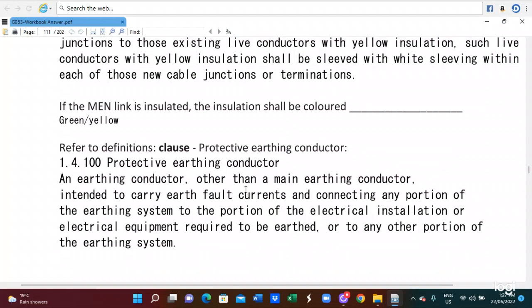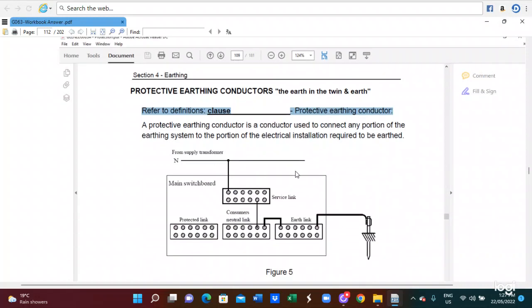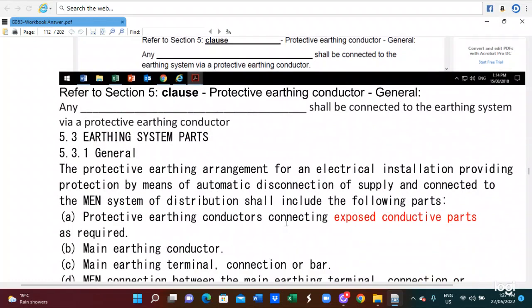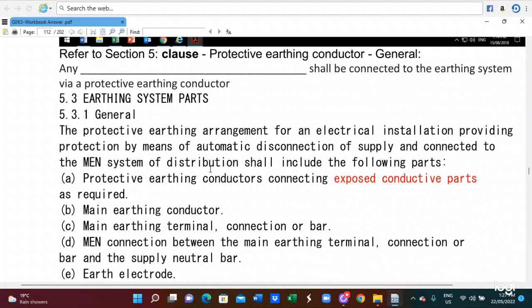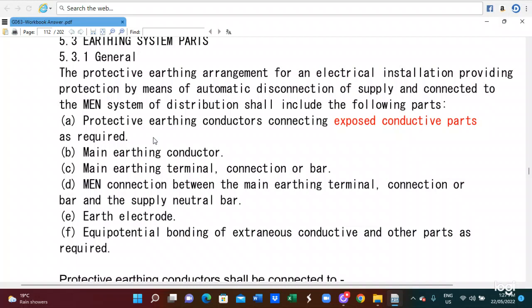And protective earthing conductor, as you can see in clause 1x4x100, this is the protective earthing conductor. For the protective earthing conductor diagram, you can see in figure 5. Earthing system parts, you can see in clause 5x3x1. So they are the earthing system parts. They are the protective earthing conductor connecting the exposed conductive parts, main earthing conductor, main earthing terminal connection bar, and the connection between the main earthing terminal and electrode equipotential bonding.